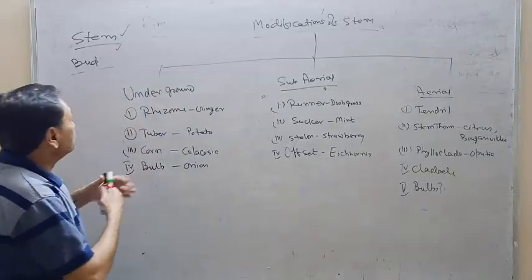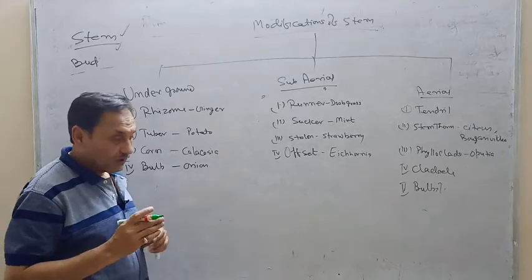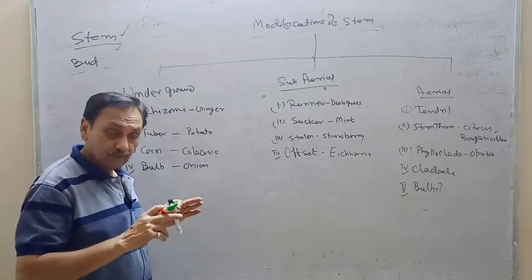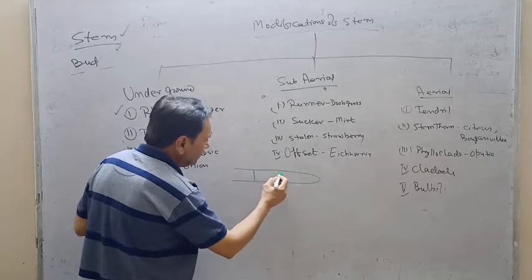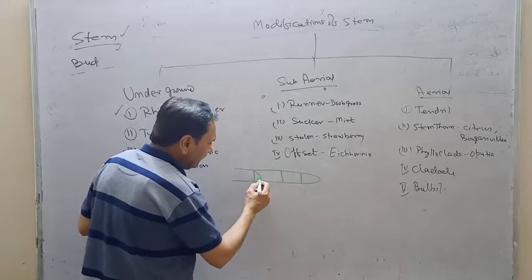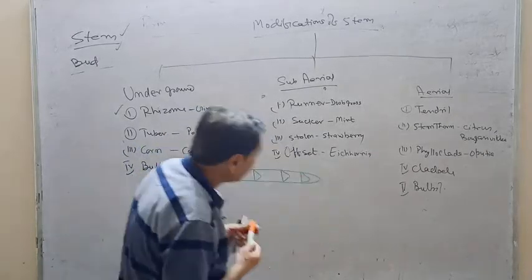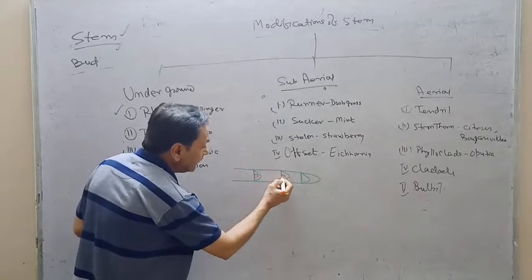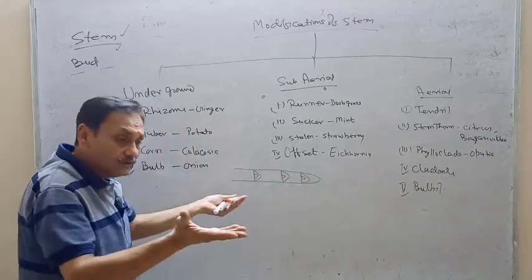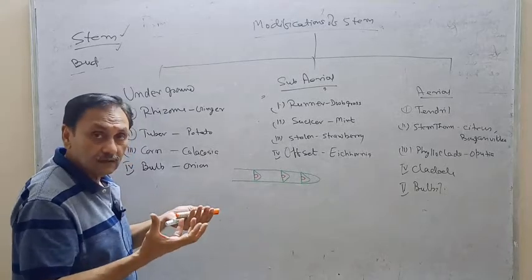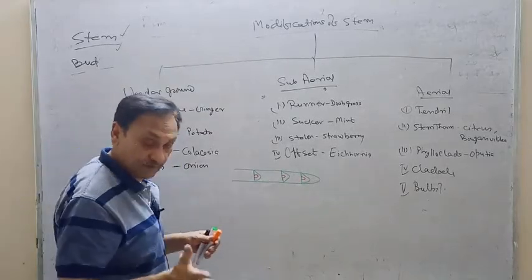In the same way, you will see that the rhizome is a type of shoot which grows horizontally and has nodes and internodes, with scaly leaves, and these scaly leaves are responsible for protecting the bud which is present here. It should be observed that its growth is always horizontal, not vertical. So this type of modified stem is called a rhizome. We will discuss with the help of a figure also.